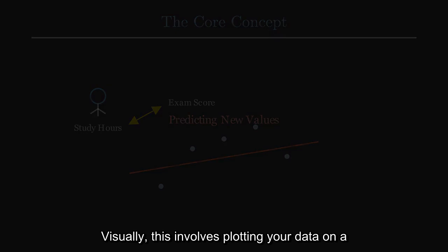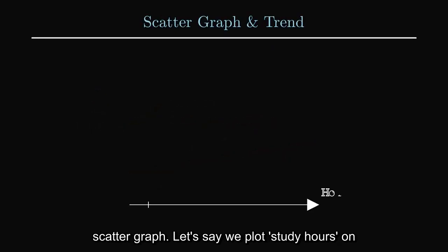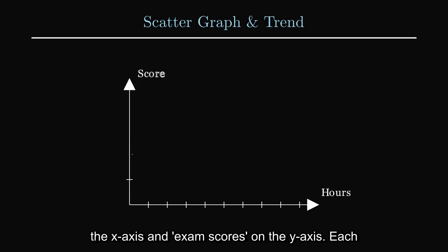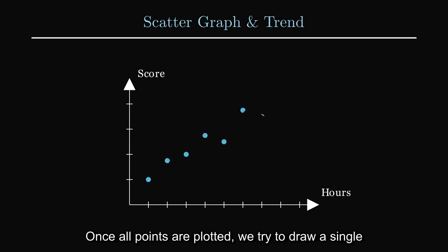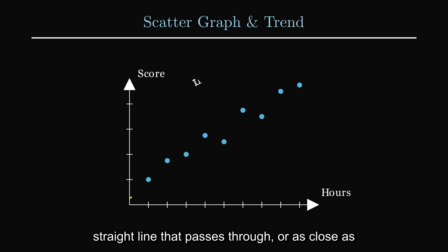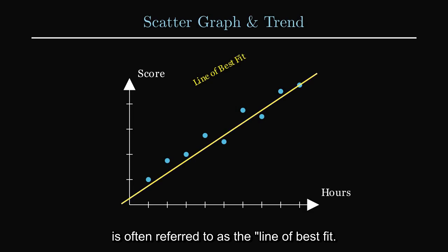Visually, this involves plotting your data on a scatter graph. Let's say we plot study hours on the x-axis and exam scores on the y-axis. Each student represents a single point on this graph. Once all points are plotted, we try to draw a single straight line that passes through, or as close as possible to, the majority of these points. This line is often referred to as the line of best fit.